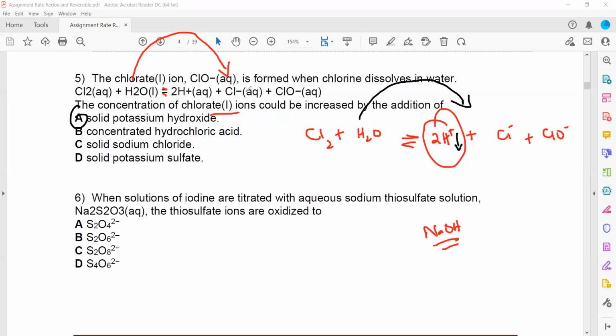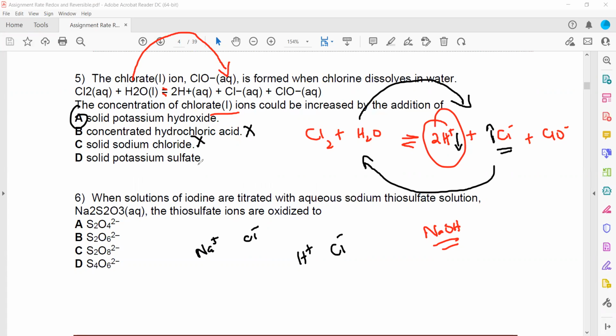Why not B, C or D? If we add hydrochloric acid, it means H plus and Cl minus, so the amount of the chloride ion increases. If the amount of chloride ion increases, the equilibrium will shift towards the left hand side. Adding solid sodium chloride, same thing. It will dissociate into Na plus and Cl minus. Again, the amount of chloride ion increases, which causes the equilibrium to shift towards the left hand side.